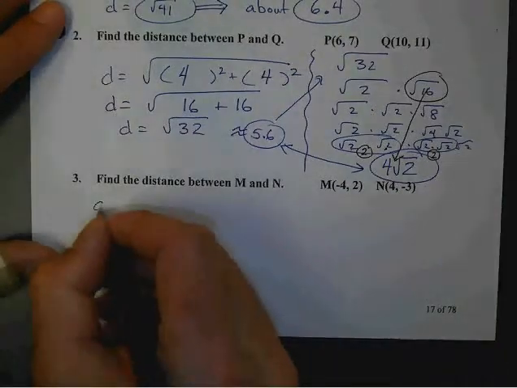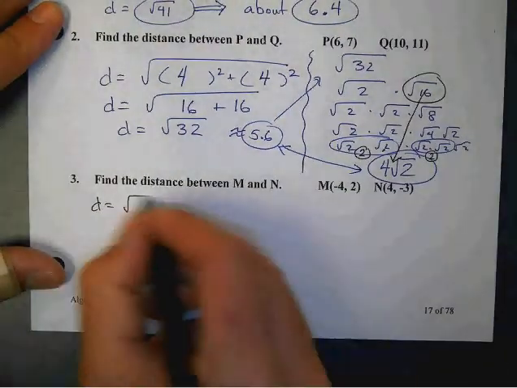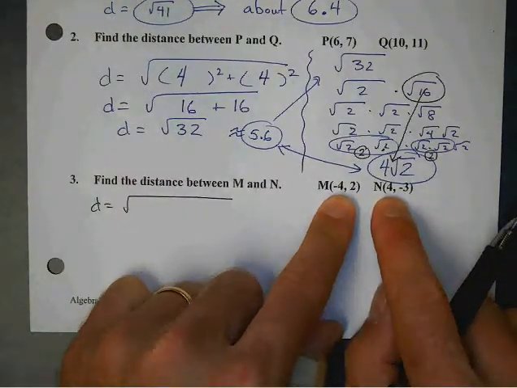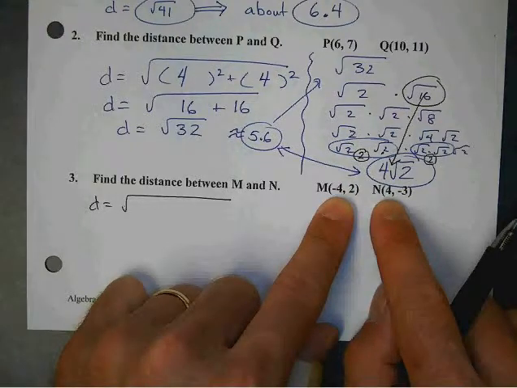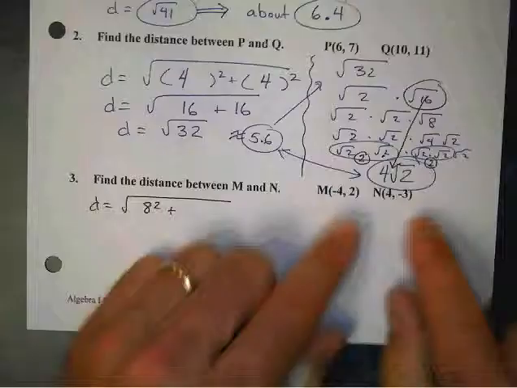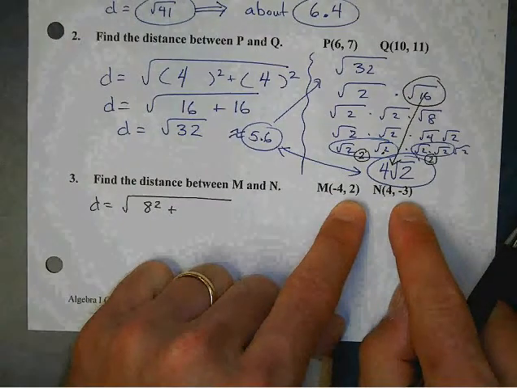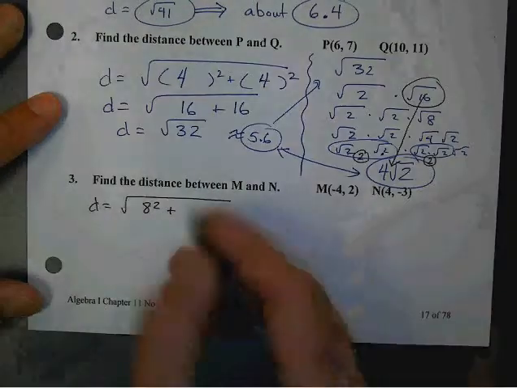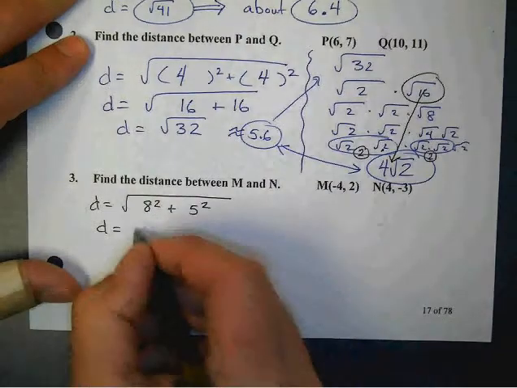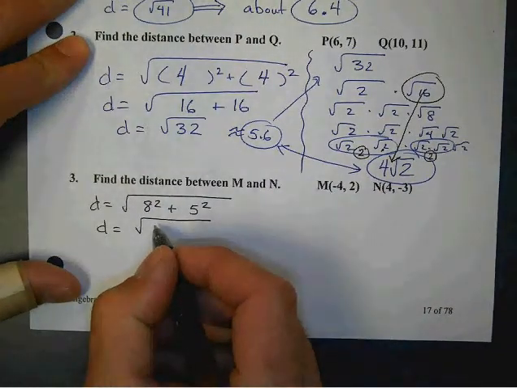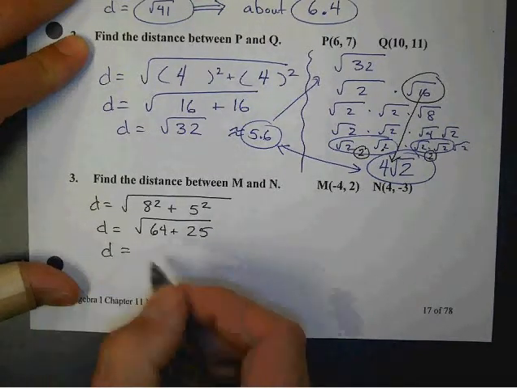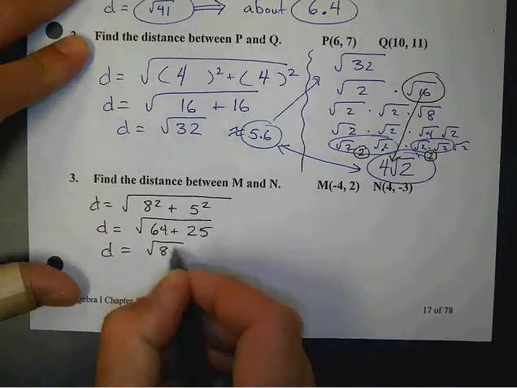All right, down here, distance. M and N. How far, Abby or Brett, between -4 and +4? 8. Okay, so 8 squared. Abby, this one's yours. How far between 2 and -3? 5. Okay. So 5 squared. Hannah and John, 8 squared is? Hannah, 5 squared is? 25. Add them together. 89.